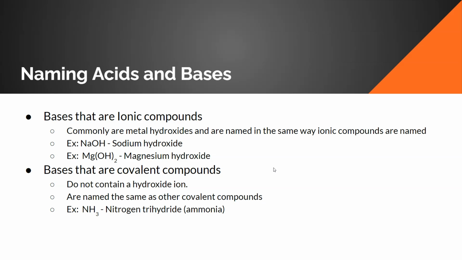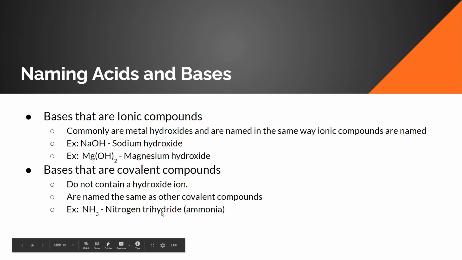There are some bases that are covalent compounds instead. We're not talking about very many of them in this class. You mostly deal with them in organic chemistry. But one to note is NH3. This is nitrogen trihydride. Its common name is ammonia.